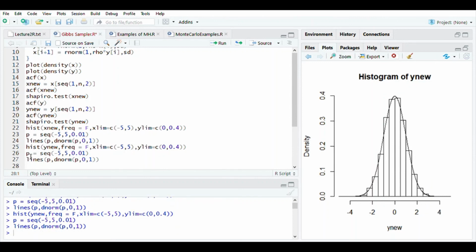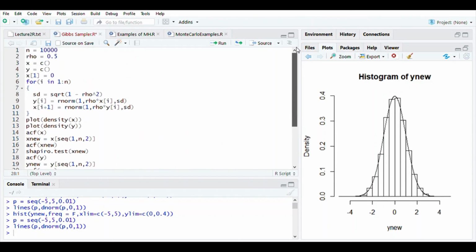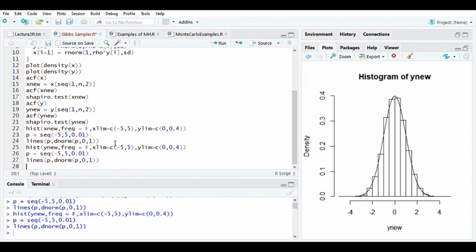So see, when the code is already written, it doesn't take more than even 4 minutes to explain it. But writing the code takes time. So you should practice more writing the codes. So this will be the application of Gibbs sampler. We will consider one more example. Let us first derive the conditional distributions and then we will try to implement it.